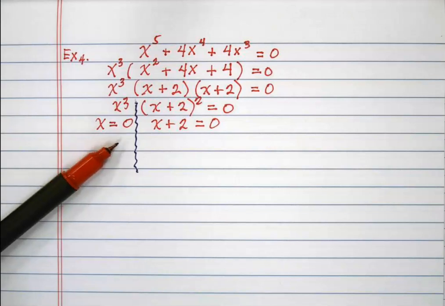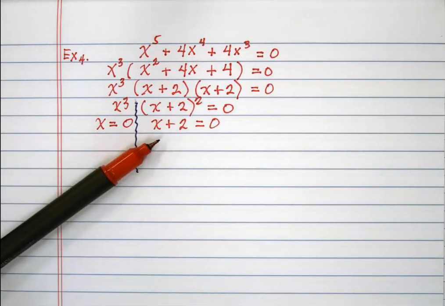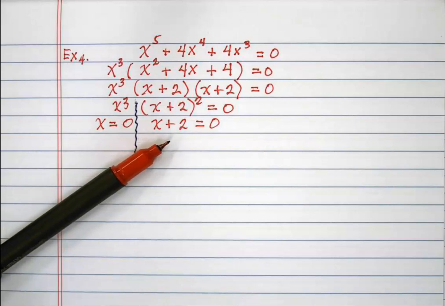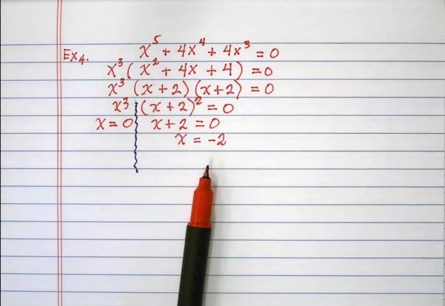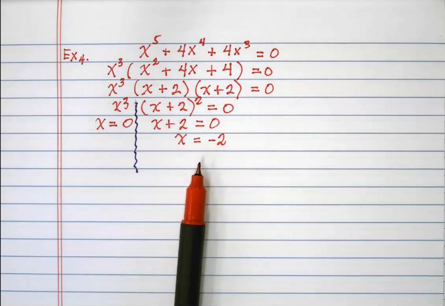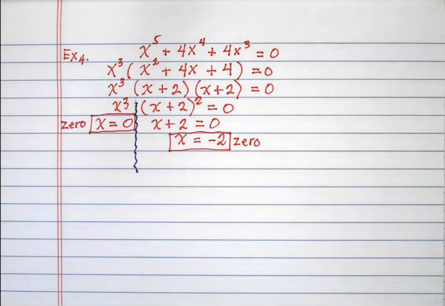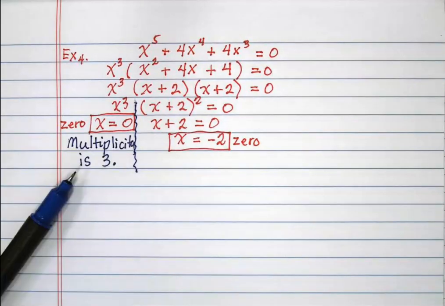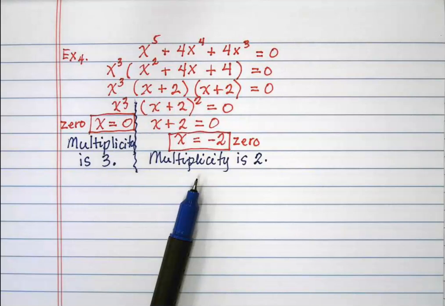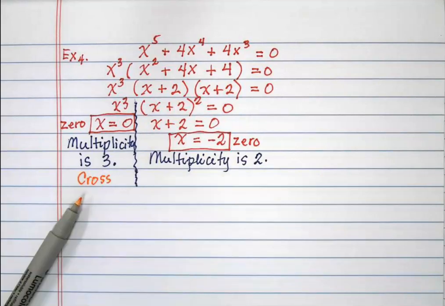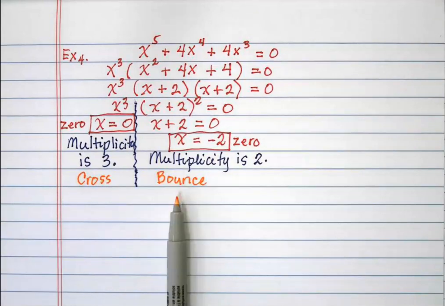On the other one, you're going to have to subtract 2 on both sides or do the shortcut of putting negative 2 to the other side and changing the sign, which results to x equals negative 2. So these are your 2 zeros. And now let's identify the multiplicity and write them down. Your multiplicity here is 3, and here your multiplicity is 2. Your graph at this 0 is going to cross, and your graph at this 0 will bounce.